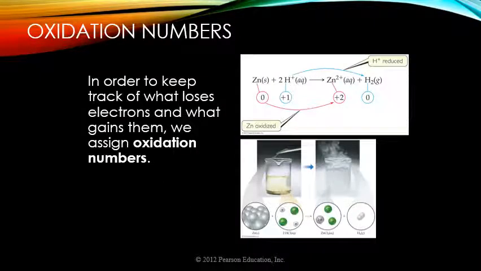Let's quickly review the assignment of oxidation numbers. In order to keep track of what electrons are lost and what electrons are gained, we assign these elements oxidation numbers. Anytime that you have an element that's by itself, it's going to have an oxidation number of 0. Any neutral compound that you have will have the sum of their oxidation numbers equaling 0. If it's an ionic compound, it'll just be the traditional charge from the periodic table that we would use.